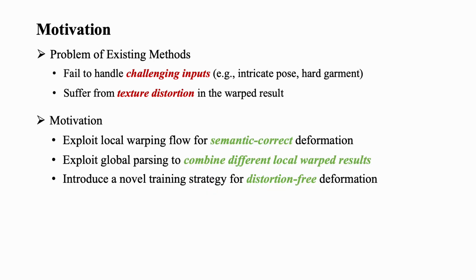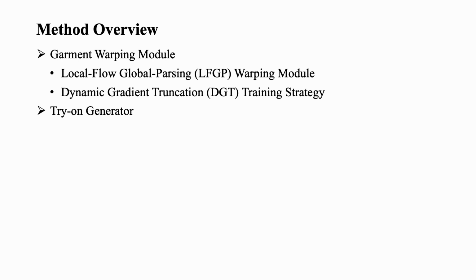To address these problems, we exploit the local warping flow for semantically correct garment deformation, which conducts local warping for different garment parts. We also employ the Global-Parsing to combine different local warp results. Furthermore, we introduced a novel training strategy for distortion-free deformation. Our method consists of a garment warping module and a try-on generator, in which our local flow Global-Parsing warping module and dynamic gradient truncation training strategies are designed for the garment warping module.